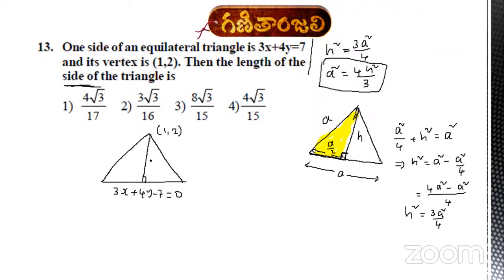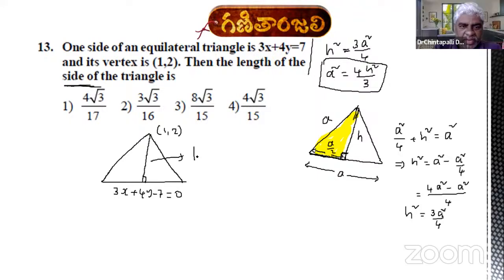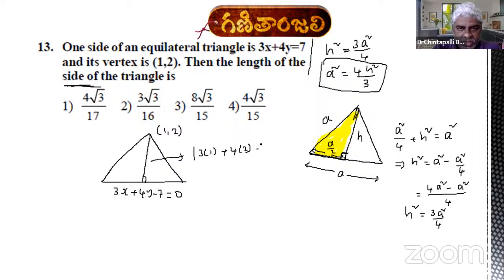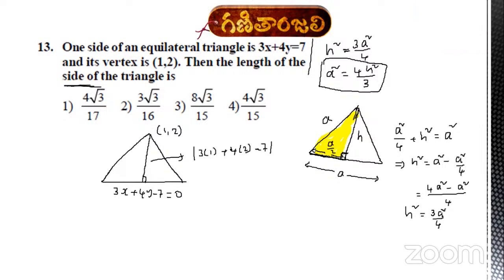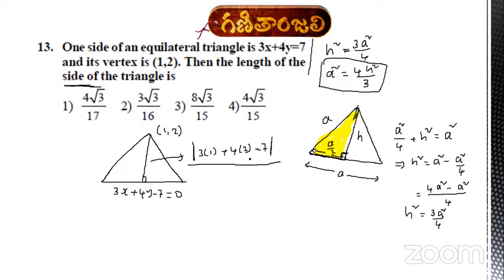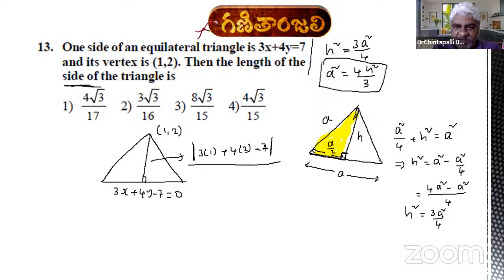Mod of ax1 plus by1 plus c: replace x by the x coordinate and y by the y coordinate. That is 3 times 1 plus 4 times 2 minus 7. When we use mod, use bigger lines. Otherwise, it may look like 13 instead of 3, or 71 instead of 7.